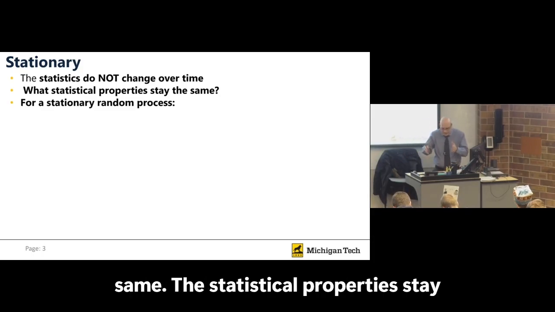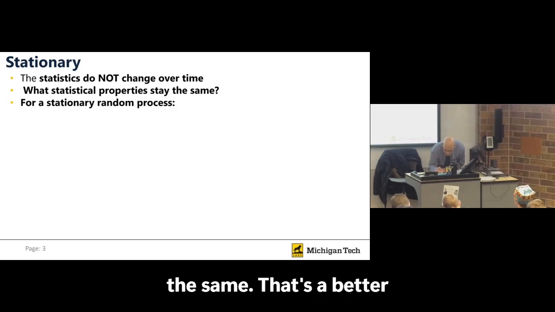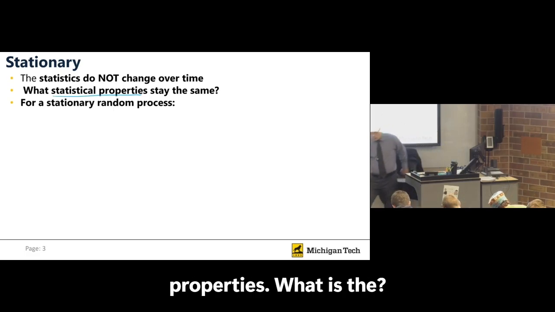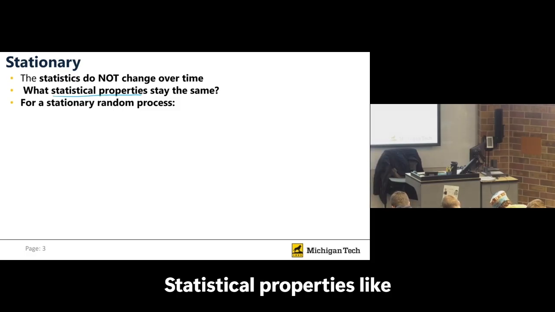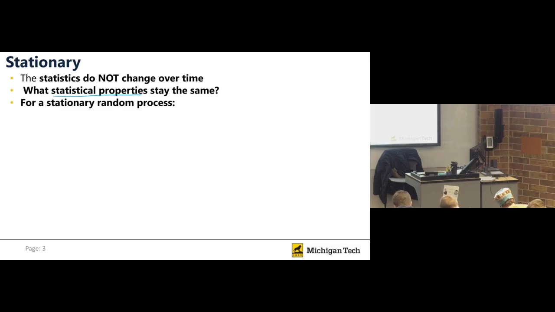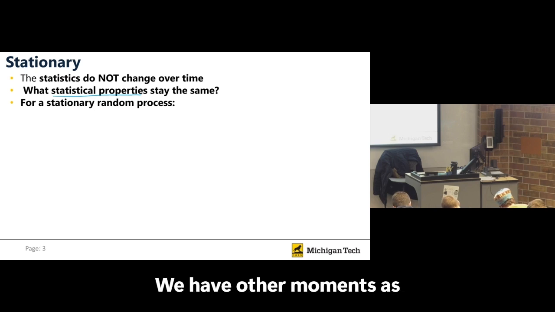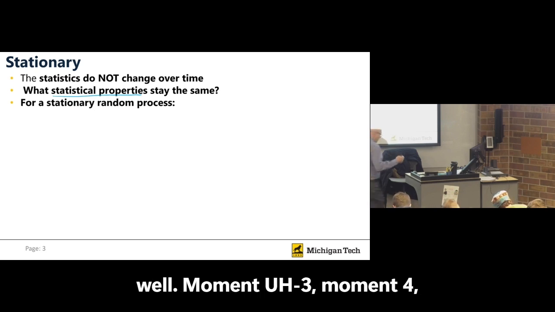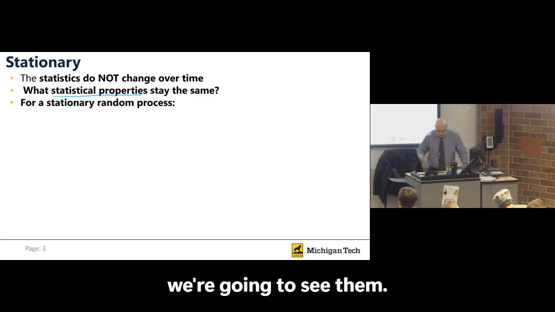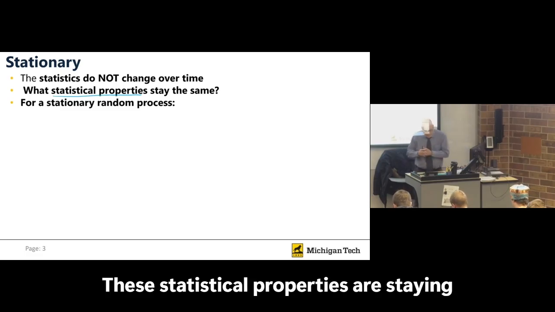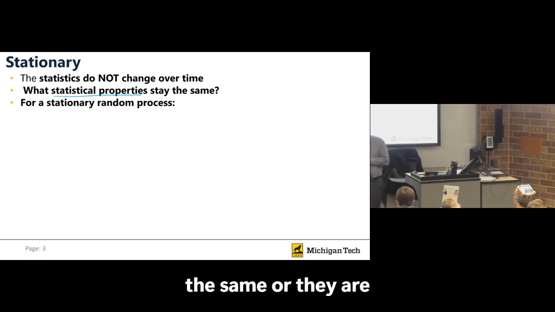The distribution stays the same. The statistical properties stay the same. That's a better way to explain it. What are the statistical properties? Like mean, variance, and more degrees of moments. We have other moments as well: moment 3, moment 4, we're going to see them. Those are statistical properties.